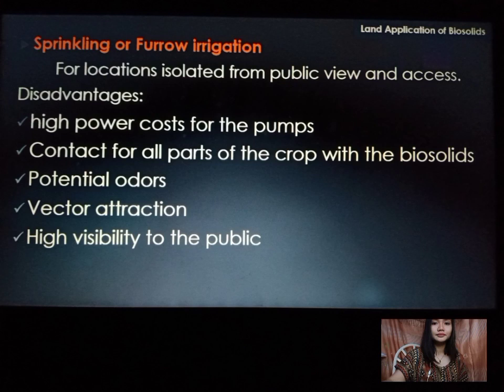And also, the application of the dewatered solids is parehas lang siya sa pag-apply ng semi-solid animal manure, which is mabaho talaga siya at di ito pwede na malapit sa public kay reklamo ng mga tao ang aabutin if this kind of method will be used because of its odor na baho jud siya.